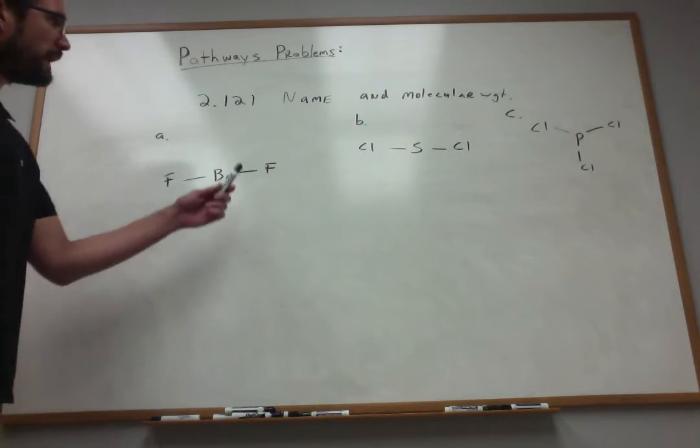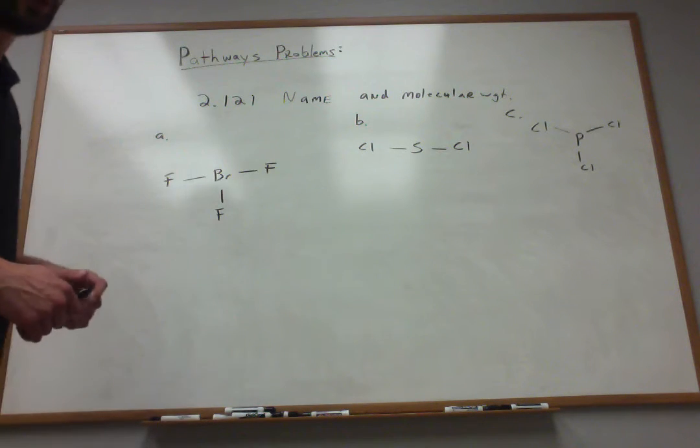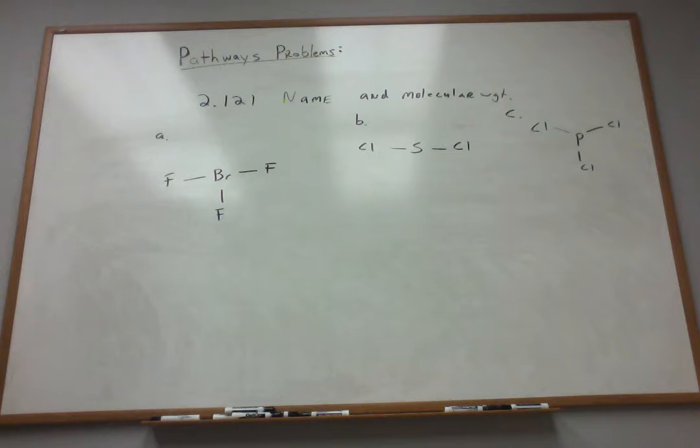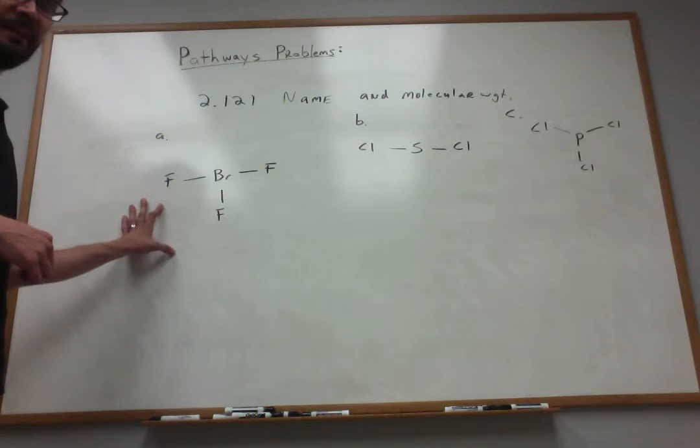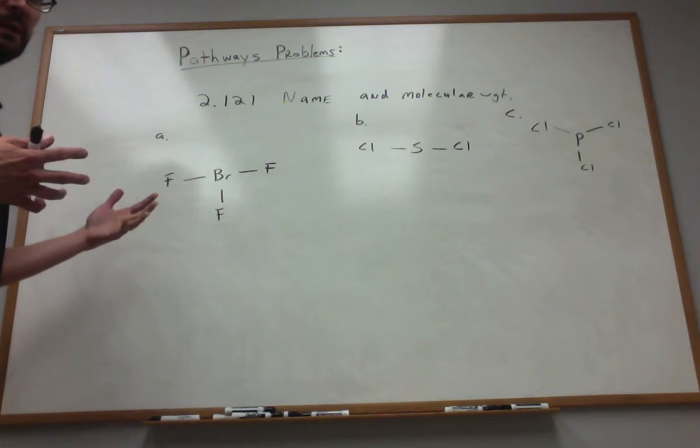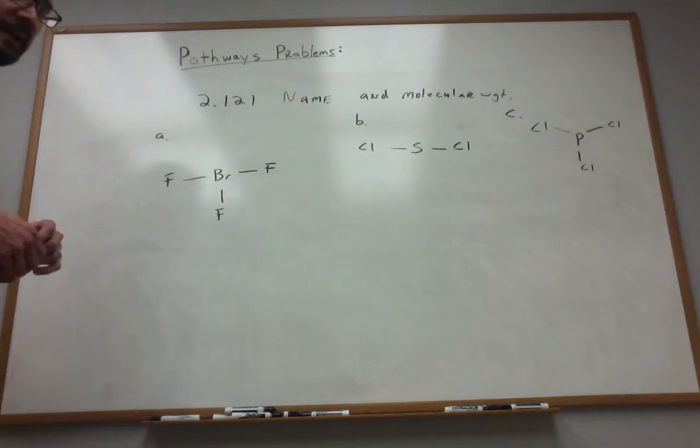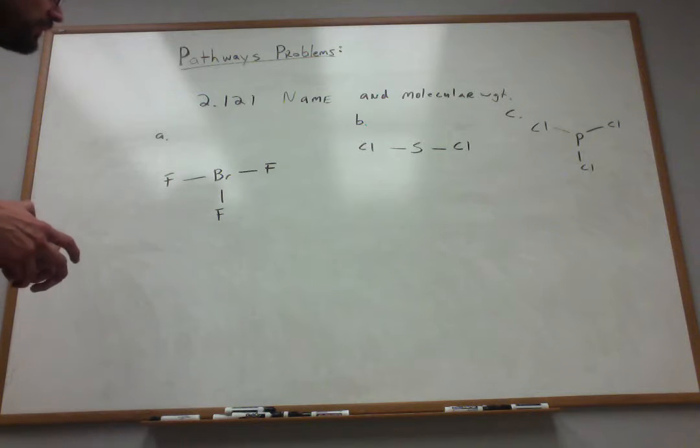Okay, we're going to be working Pathways problem 2.121. This asks us to name a given compound that's sketched out and assign it a molecular weight by summing or adding up all of its parts or component atoms. Start with letter A. Now in the book you'll see that there's a drawing, and it basically asks us to propose a name based on what's shown.